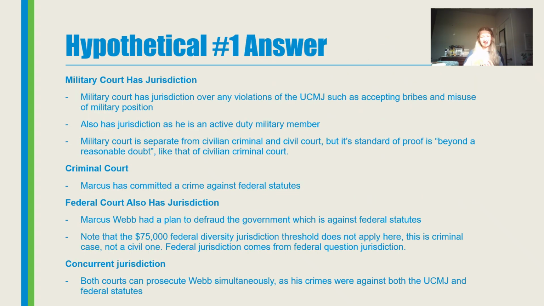Hypothetical number 1 answer. There is concurrent jurisdiction because there is more than one court which can hear the case. The military court has jurisdiction because they can see cases over any violations of the UCMJ, such as accepting bribes and misuse of military position. Federal court also has jurisdiction. He had a plan to defraud the government, which is against federal statutes.